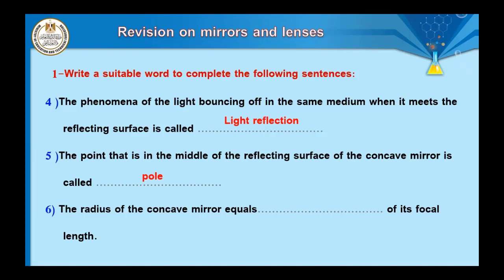Question number six. The radius of a concave mirror equals space of its focal length. I answered this before when I asked you about the relation between the focus and the radius. We know double, so to answer this question you must put double. The radius of a concave mirror equals double its focal length.